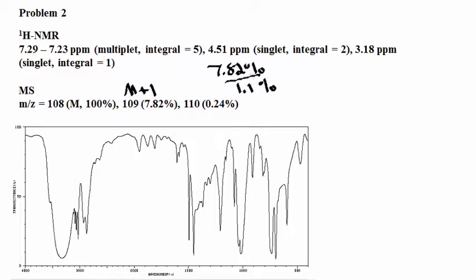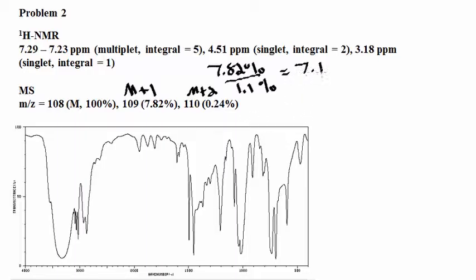The 109 is our M plus 1 peak. We can take that 7.82% divided by 1.1% to get an approximation for the number of carbon atoms. In this case we get 7.1, and so we know that there are 7 or 8 carbons in this compound. Looking at our M plus 2 peak, this value is less than 4%, and so there should be no sulfur, chlorine, or bromine.